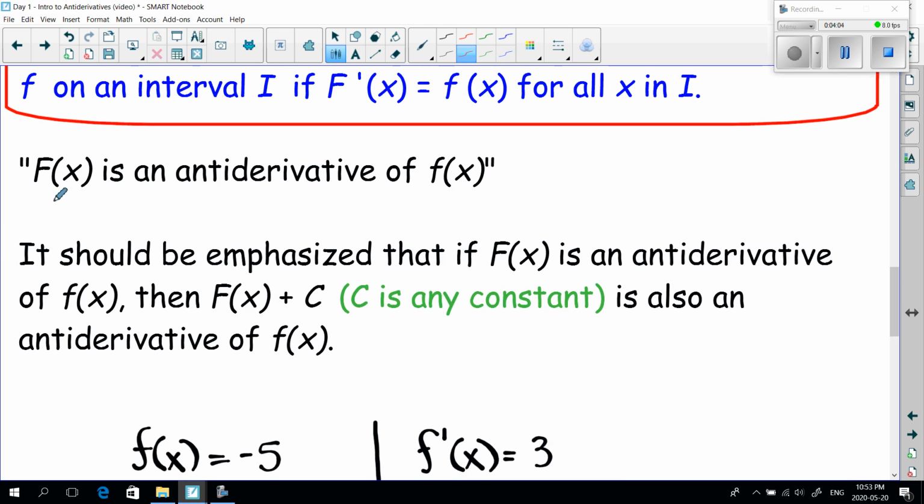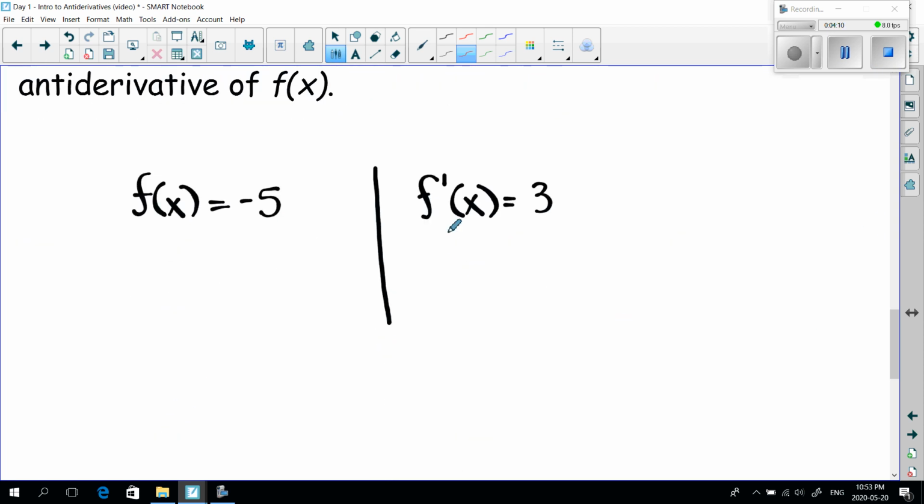So here's some notation you might see. If you start with f prime x, then your antiderivative we would call f of x, and I'd call that 3x. But if you start with little f of x, the notation they use is capital F of x. And the antiderivative of -5 would be -5x.